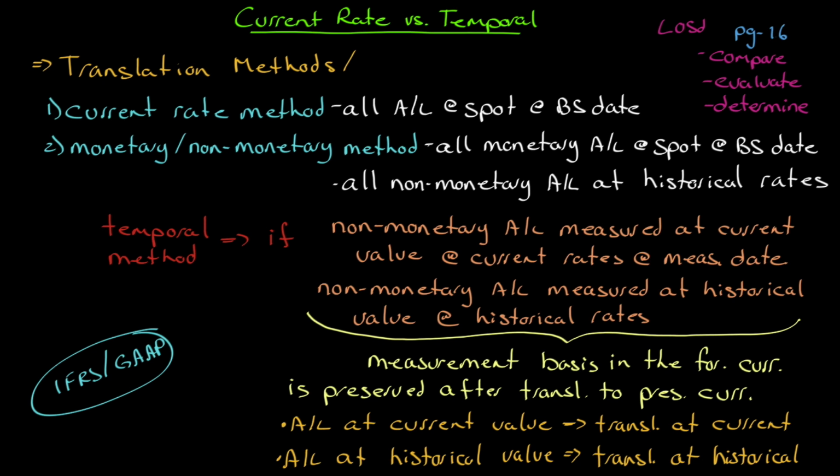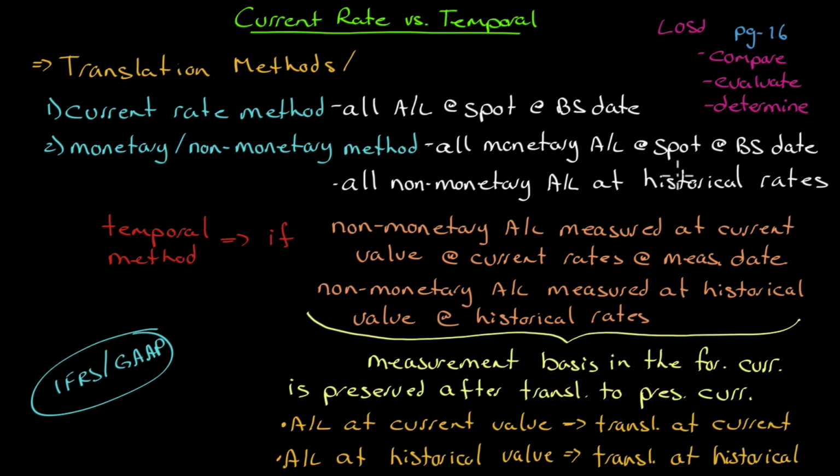So let's look at the translation methods. The first one is called the current rate method, and that is all asset and liability accounts are translated at spot, in other words, the current rate at spot at the balance sheet date. All asset and liability accounts. Remember, we don't do equity here. That's called the current rate method. The second method is called the monetary or non-monetary method, where all monetary assets and liabilities are translated at spot on the balance sheet date, and all non-monetary assets and liabilities are at historical rates. So only the monetary asset and liability accounts are done at spot. The rest are done at historical rates.